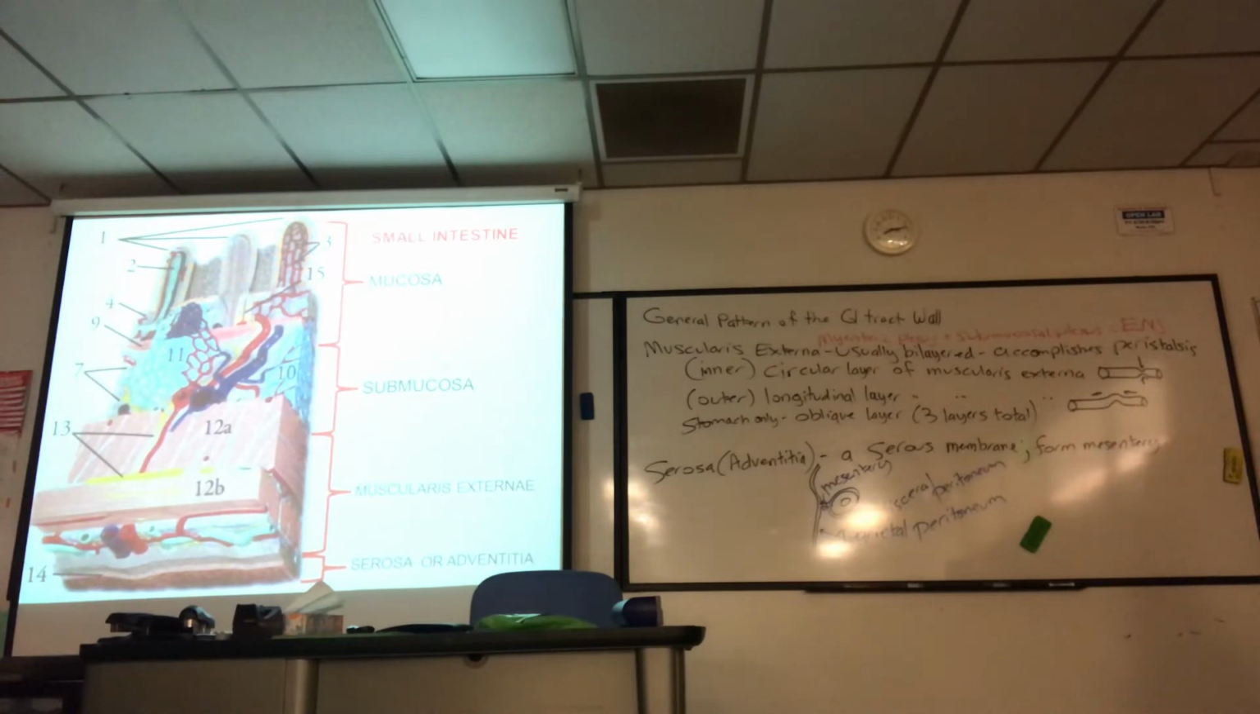Let's see here. Number 4 is pointing to the gray. Okay, so you have this epithelium, which is a columnar epithelium, but all the gray is the lamina propria.